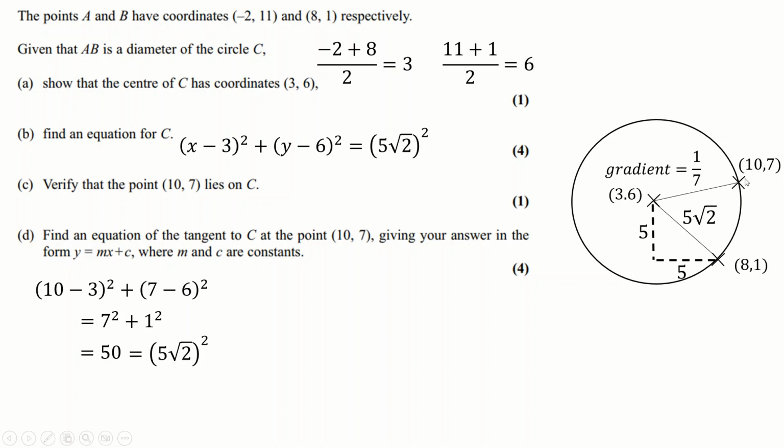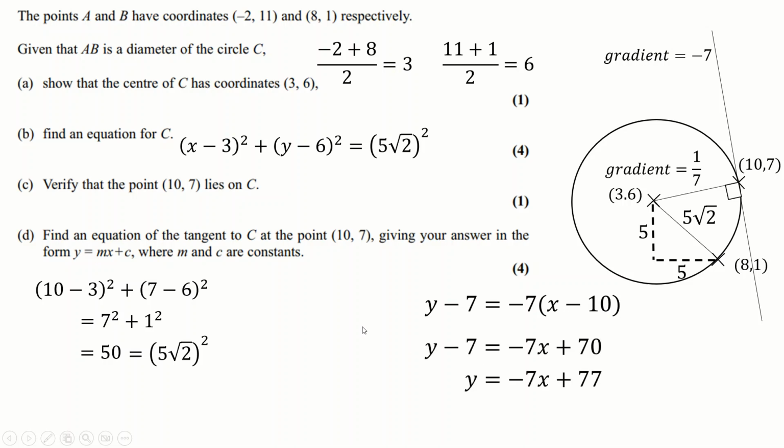The reason you want to do this is because the tangent, which looks like this, meets the radius at 90 degrees. That's GCSE circle theorems. And if it meets the radius at 90 degrees, that of course means the gradients are negative reciprocals. So the gradient of this line is minus 1 over 1 over 7, which is minus 7. And now we can just use y minus y1 equals m times x minus x1 because we have a point on the line. So y minus 7 equals minus 7 times x minus 10. And we just expand this out and we add the 7 to both sides and we get our answer.